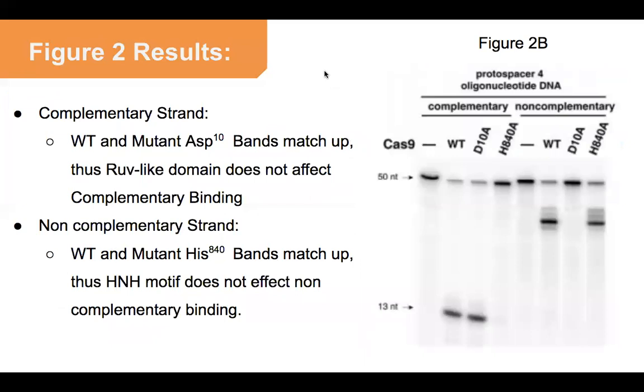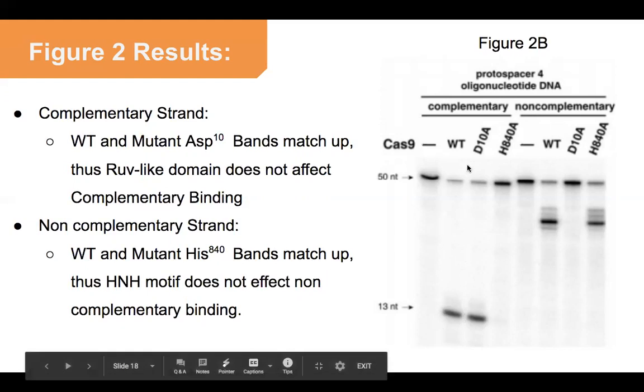So this is figure 2B. Again, this was looking at the complementary versus non-complementary strands. Basically, this was to figure out which motif or domain was responsible for binding with the complementary or the non-complementary strands of the DNA. As you can see here, we have a negative control on both sides. Then we have a wild type. The results of this figure were that in terms of complementary, you see the wild type. The wild type is the properly functioning protein complex, and it has this distinct band down here at 13 NT, where NT is nucleotides.